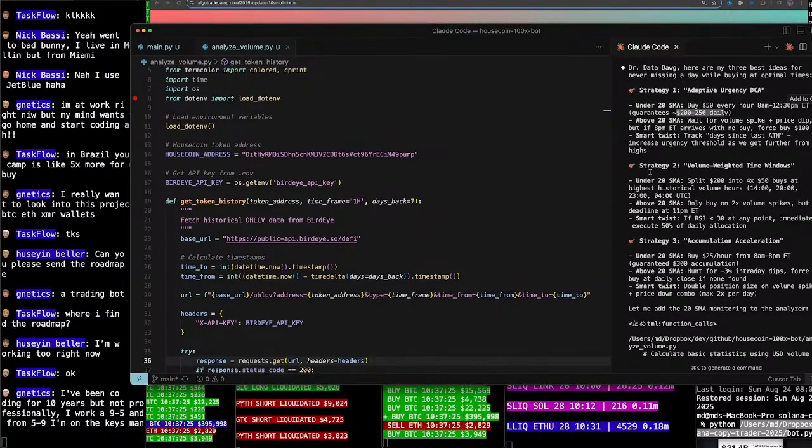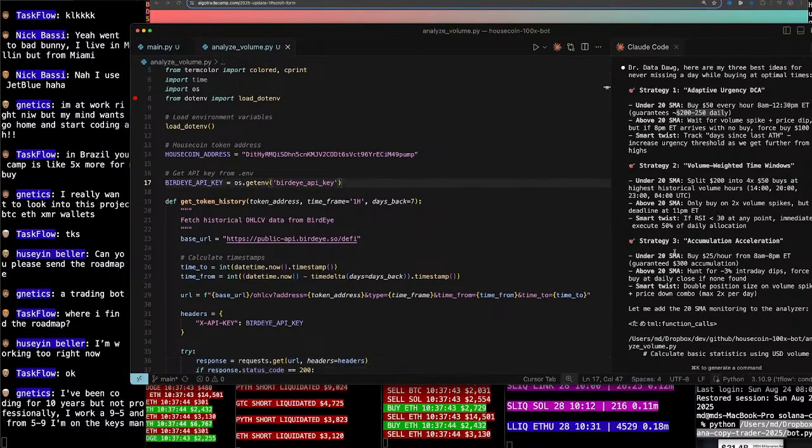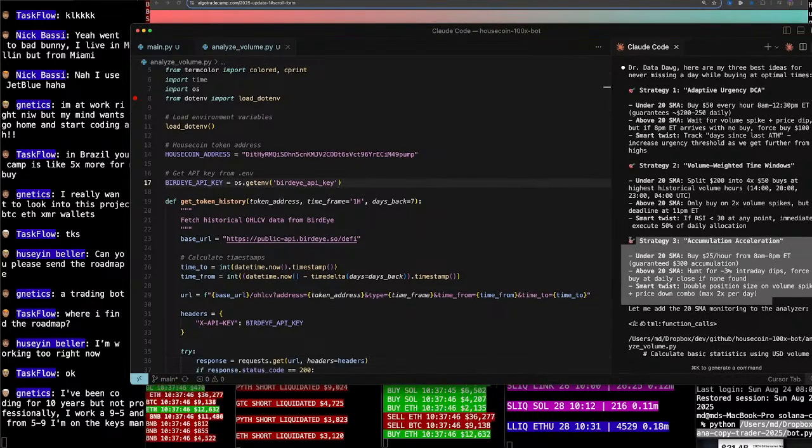So strategy 3, accumulation and acceleration. Under the 20 SMA, buy $25 an hour from 8 a.m. to 8 p.m. ET. Guaranteed $300 accumulation. Above the SMA, hunt for 3% intraday dips. That's what I want to do. Okay, so I like this one the best. So X an hour.